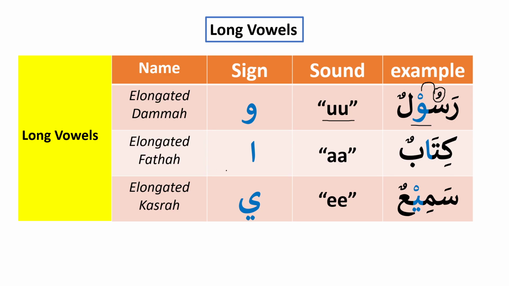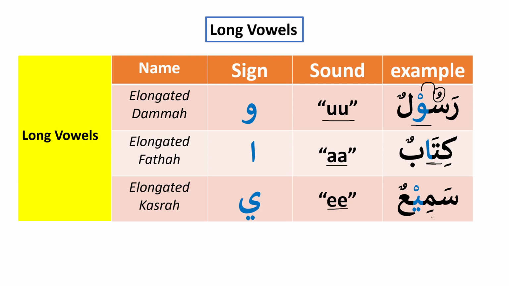So the second one is long Fatha, which will be the A sound. We have over here Kitabun. So in the previous example, it was Kataba. Kataba. But when you prolong it, it becomes Kitabun. And we can see that we have the A sound over here, and normally Alif is compatible with Fatha, and then we have the long Kasra, which is basically Ya, and it is pronounced as E. So we get the sounds of U, A, E, as we have here Sami'un. In the previous example we had Sami'a, and now you can see over here it is Sami'un.